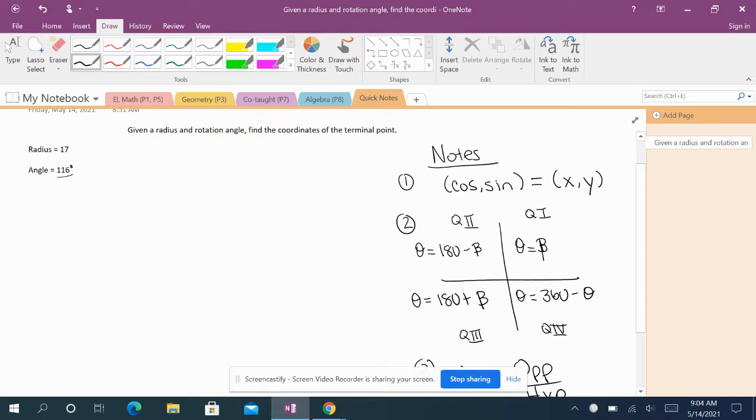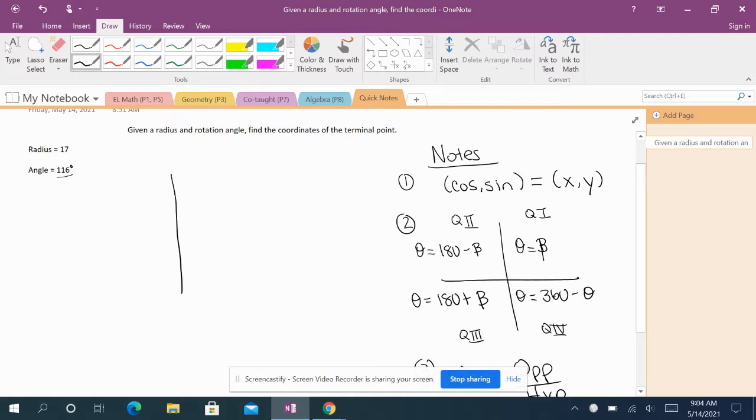In this video, we're given a radius and a rotation angle, and we want to find the coordinates of the terminal point. So we have a radius of 17, and we also have the angle of 116 degrees. So we need to find the coordinates of the terminal point.